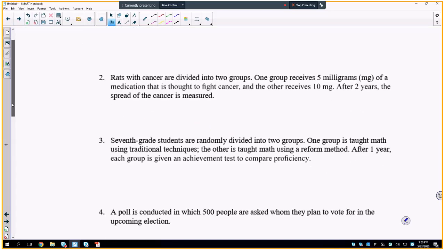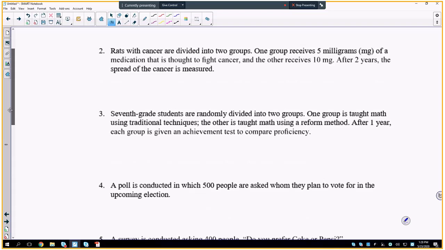Okay, 2. Rats with cancer are divided into 2 groups. One group receives 5 milligrams of a medication that is thought to fight cancer, and the other receives 10 milligrams. After 2 years, the spread of the cancer is measured. This is definitely an experiment because we are attempting to influence the outcomes. That is to say, we're giving treatments to see how much of what treatment works.